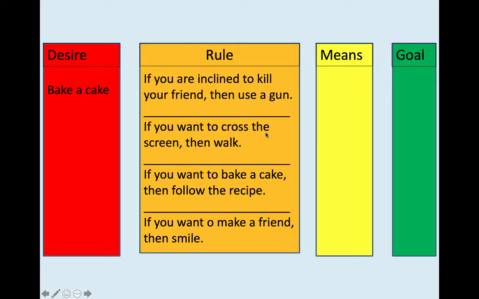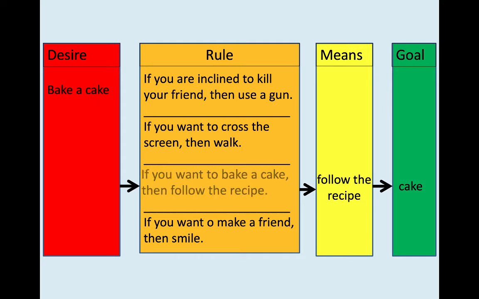You have, if you want to get to the other side of the screen, then walk. That doesn't help you figure out how to bake a cake. Then you have, if you want to bake a cake, then follow the recipe. You're like, wait a second, that's the one that helps me figure out how to bake a cake. And it gives you the means. The means is to follow the recipe. And then the goal, if it's achieved, is a cake. And this is kind of how you might think of actions.